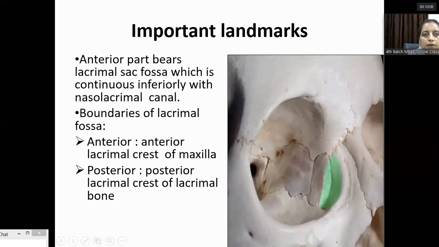So always remember the lacrimal sac, which is important in case of DCR surgery or in case of watering, which we frequently come across in our clinical practice. You will be asked where it is situated. So at least you have to utter the 2 bones, that is maxilla and the lacrimal bone.